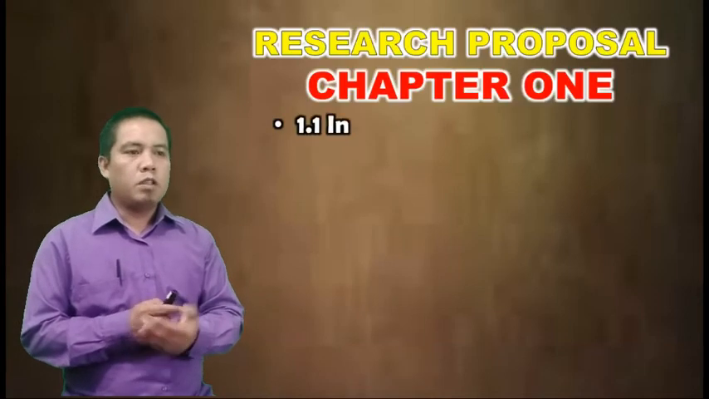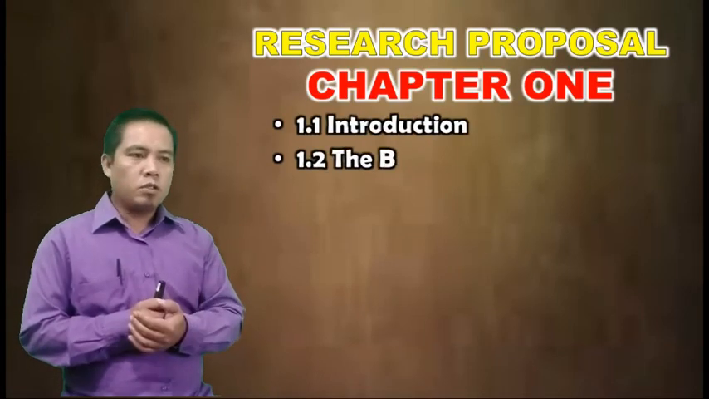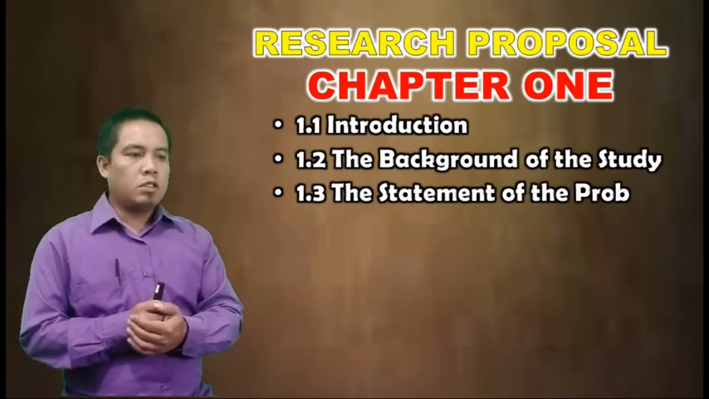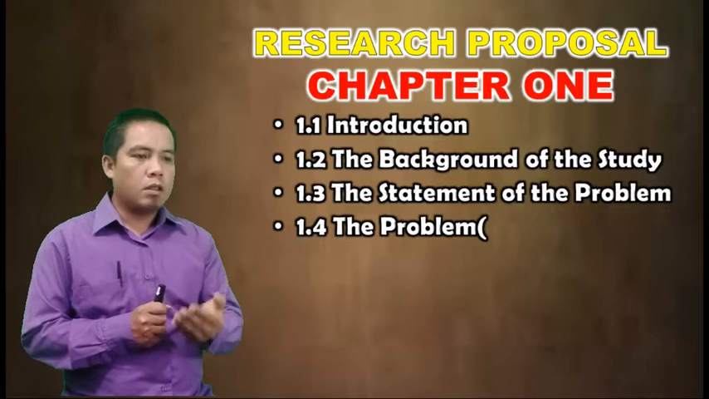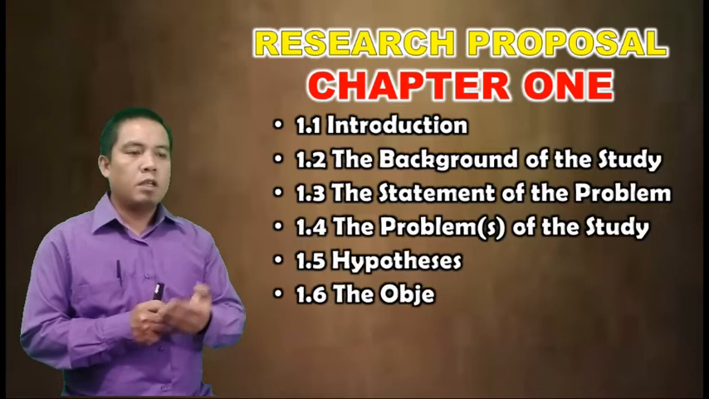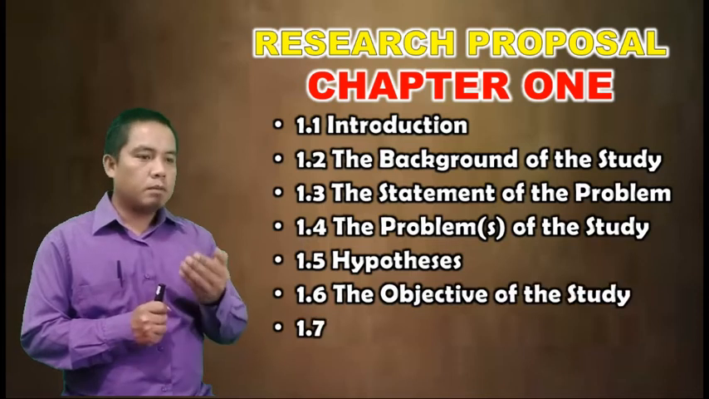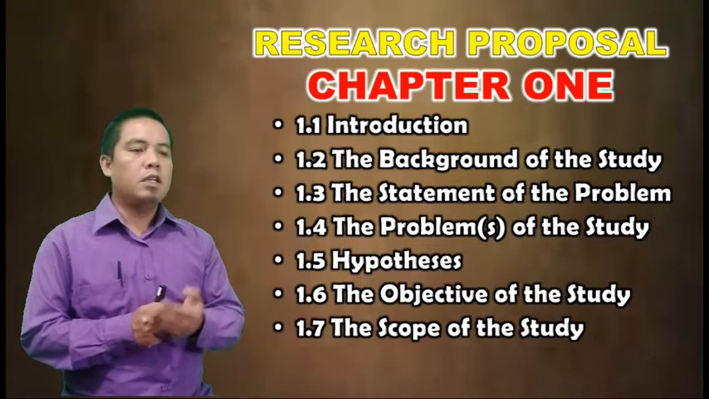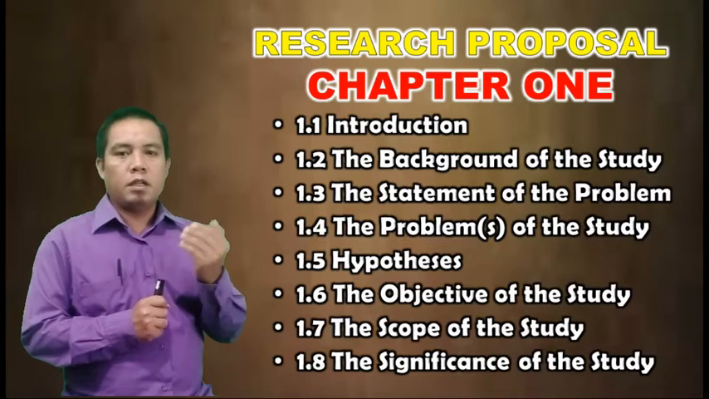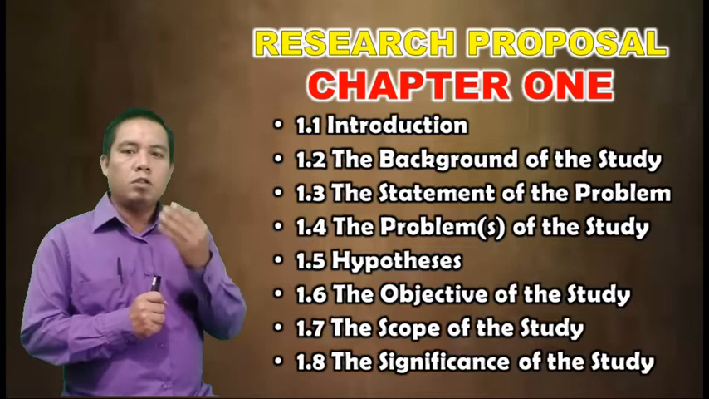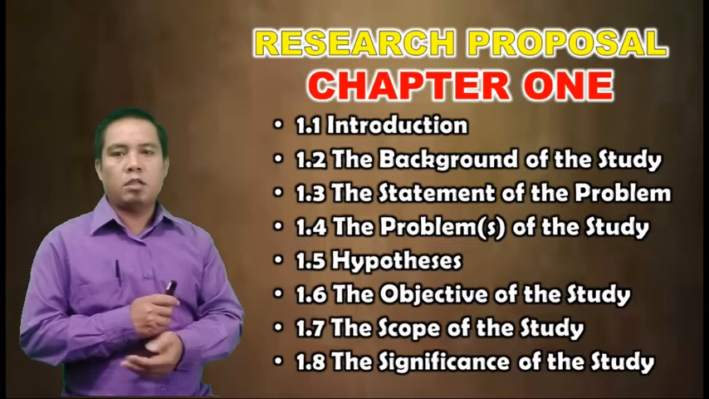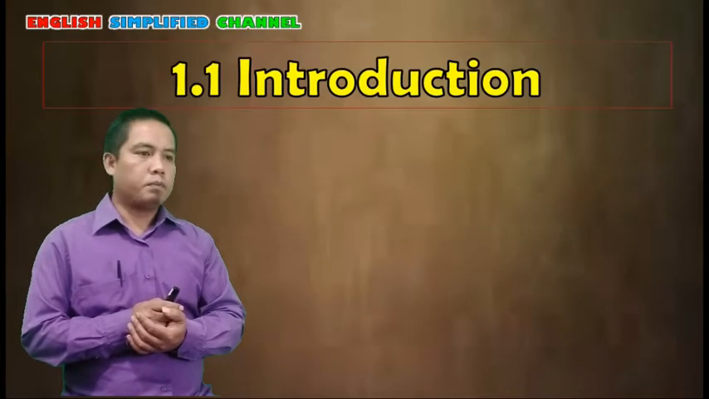For example, they are introduction, the background of the study, the statement of the problems of the study, hypothesis, the objective of the study, the scope of the study, and the significance of the study. Now, let's see what you should write in those points. Let's start point by point.